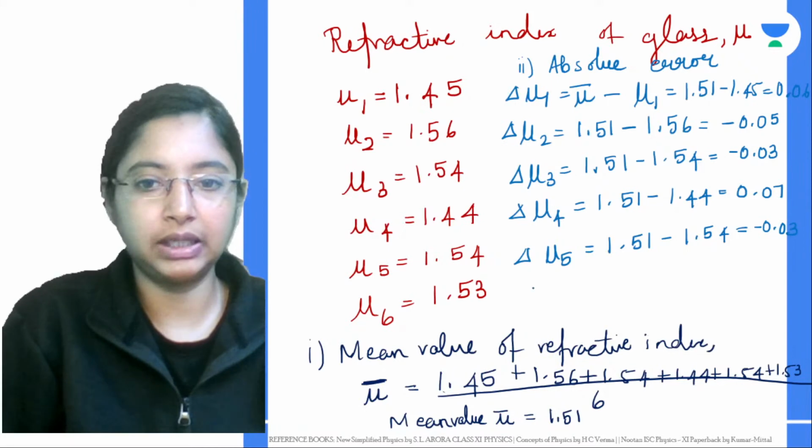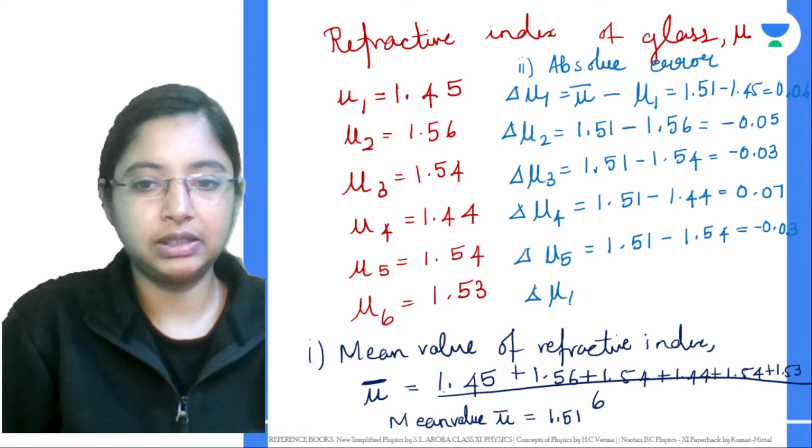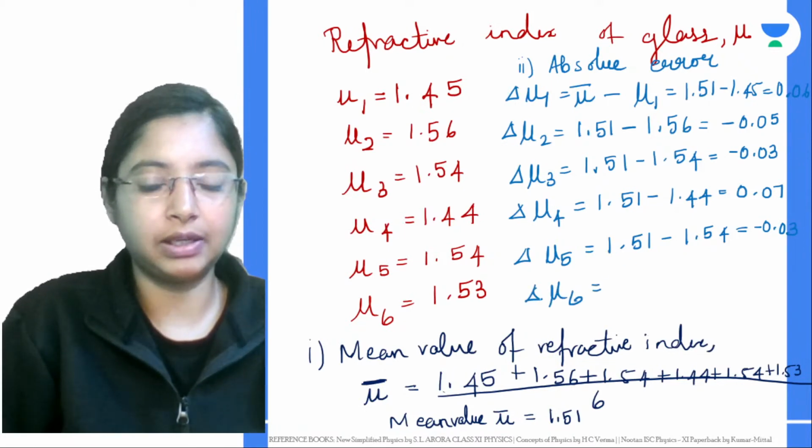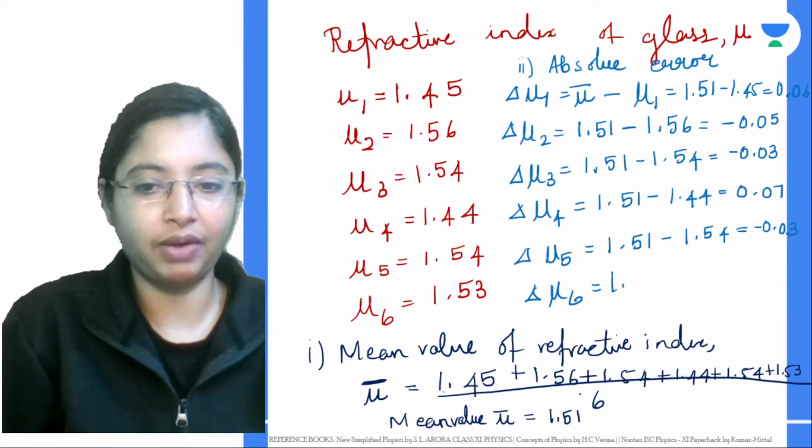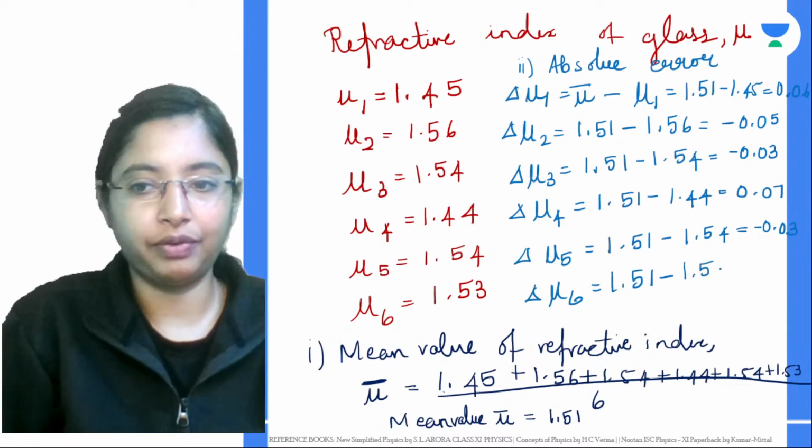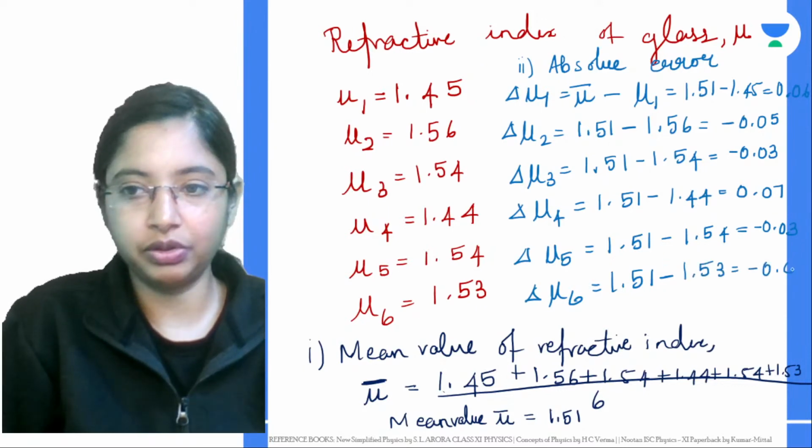I hope this is clear how I am getting it. Now the last reading, if you want to find the absolute error, it will be the mean value, 1.51, which we just found, minus the individual reading value, 1.53. So this is around minus 0.02.